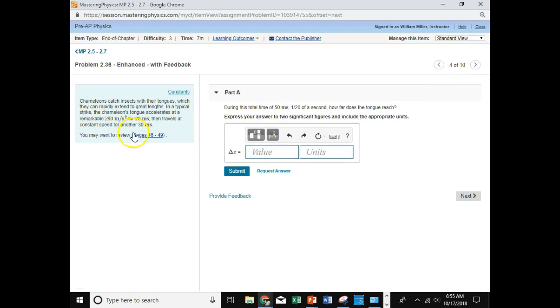Chameleons catch insects with their tongues. The trick to this one is, again, realizing that there are two parts: there's a uniformly accelerated motion, there's a uniform motion, and there's also a trick in knowing what 20 milliseconds is. So first of all, I'm going to show you what 20 milliseconds converts to and why.